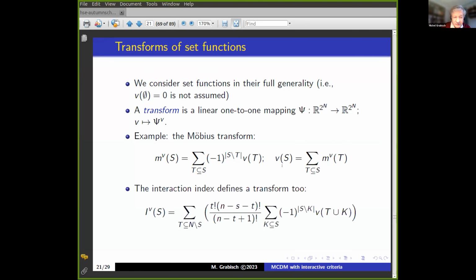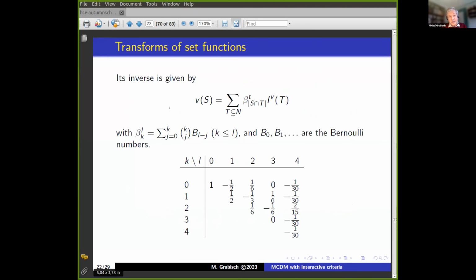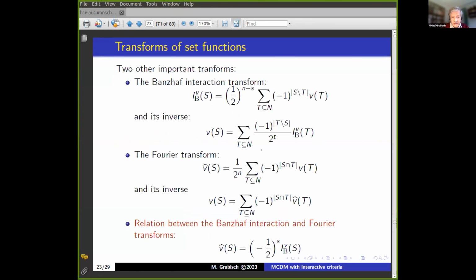Okay? And in fact, with the interaction index, it is exactly the same. It defines a transform because this is defined for every subset S, including the empty set. And you have a formula to transform it back, which is more complicated, but which is interesting because it involves the Bernoulli numbers. Okay, so I won't detail any more. So you have other transforms like the Banzhaf interaction transform, which generalizes the Banzhaf index, and so on. You can also use the Fourier transform and so on.